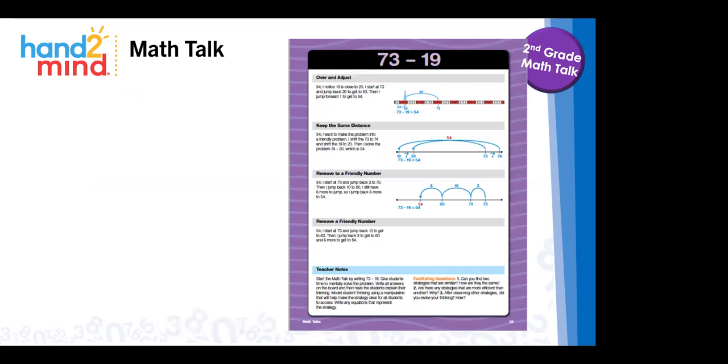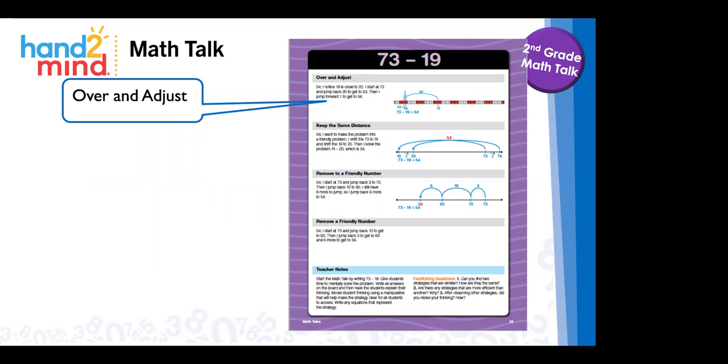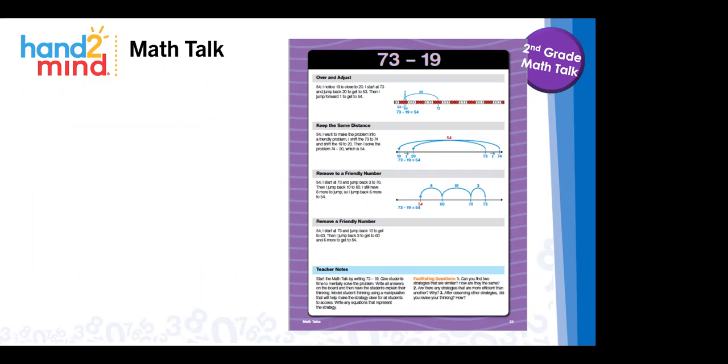In my Math Talks book, it shows some of the most popular strategies that children might use in order to solve that problem. They might use a strategy that's over and adjust. They might think about 19 as 20, and 73 minus 20 is 53. And because I subtracted one too many, I need to add that back on. And I can model children's thinking using my 120 bead rekenrek.